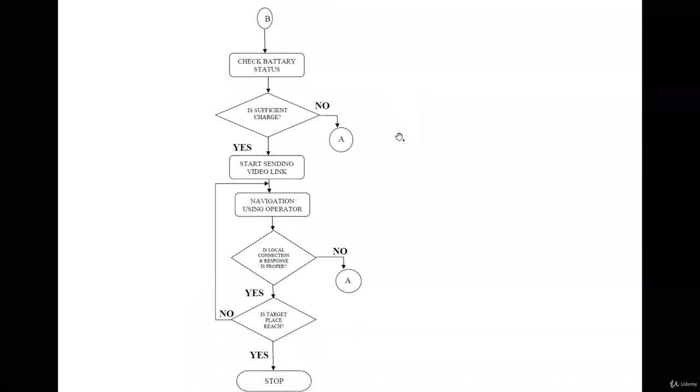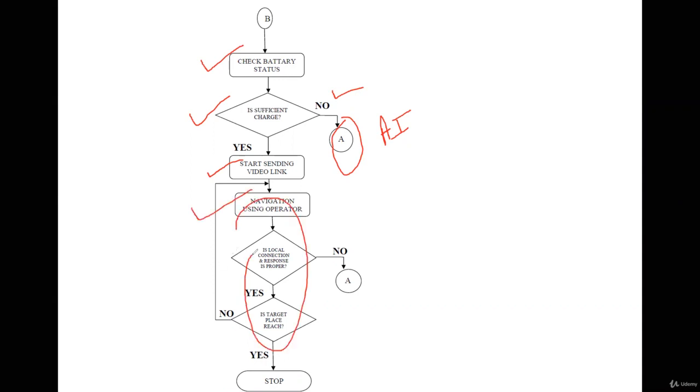Okay. Now what is B? You've seen B in the previous slide. So B is basically, it checks if the operator replies, it basically checks the battery status. If the battery is sufficient, then it will start sending the video and the navigation will start. If the battery is not sufficient, it will go again to E. E is our favorite part, that is auto mode or AI. So navigation using operator, everything goes well, then it reaches the location. If not, then it takes the help of E.